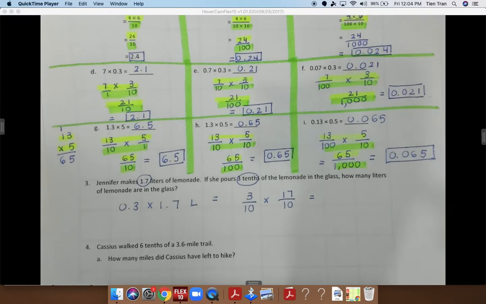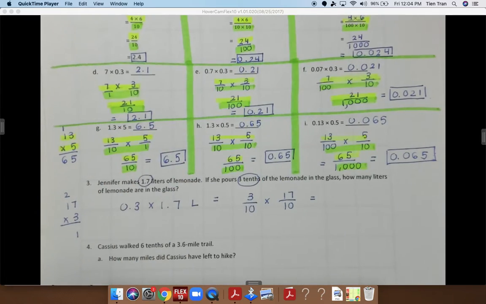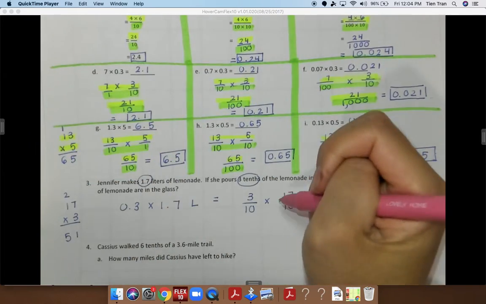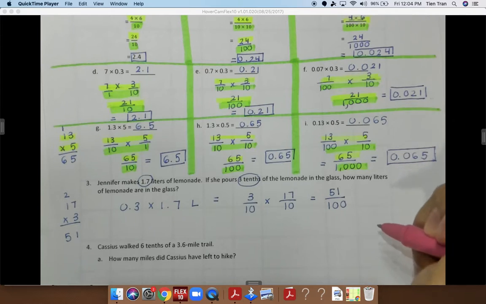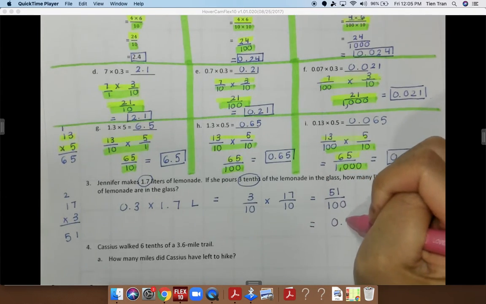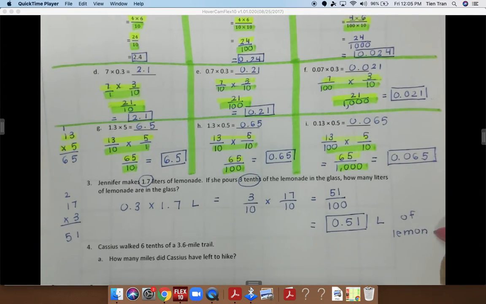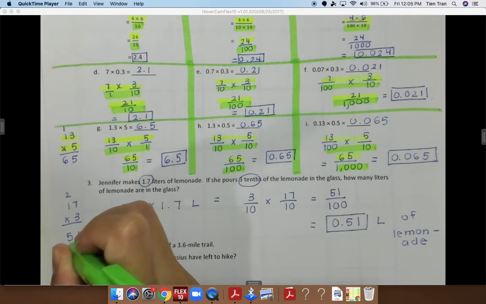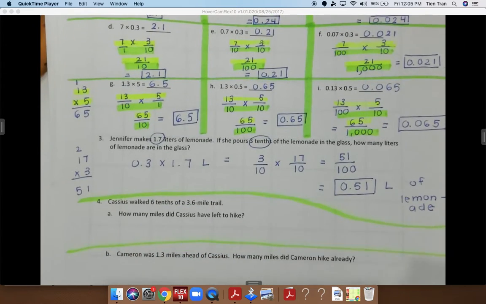First, I want to figure out what 17 times 3 is equal to. 7 times 3 is 21. 3 times 1 is 3, plus 2 is 5, I get 51. And 10 times 10 is equal to 100. So I have 51 hundredths. So that's what I'm writing down right here. 51 hundredths liters is in the glass for lemonade. Oh, it's not going to fit. There we go. I should have drawn lines because look how messy this is going to be.